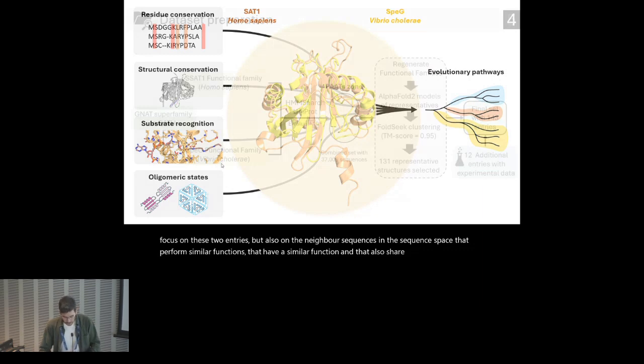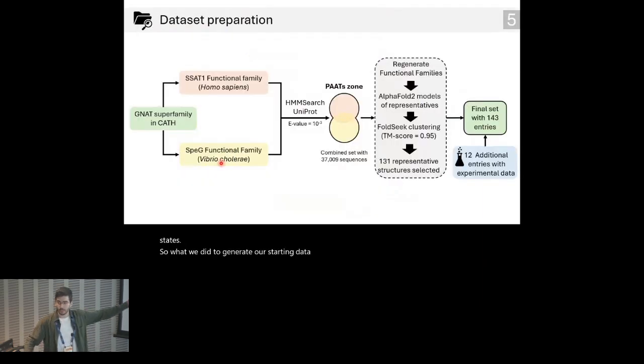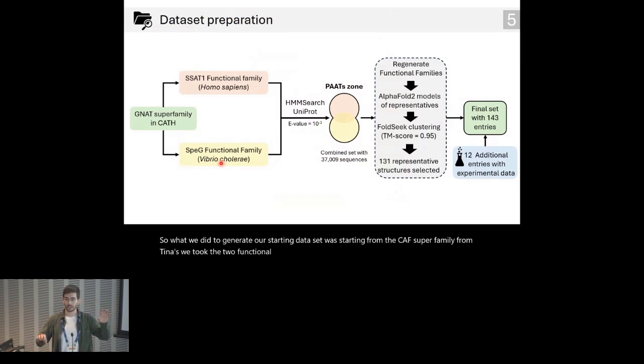So what we did to generate our starting data set was, starting from the CATH superfamily of GNATs, we took the two functional families that contain the human and the Vibrio cholerae variant, performed a simple HMM search with a very loose E-value of 10 to the minus 3 against UniProt, and we generated this combined data set that we call the PAT zone, because those are the proteins that are likely to have this polyamine acetyltransferase function.